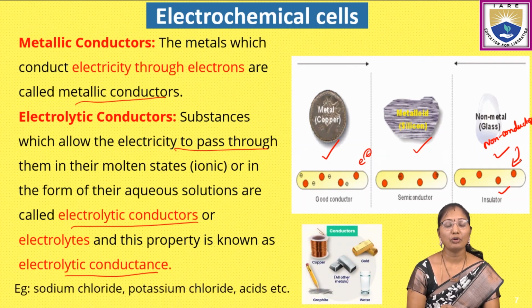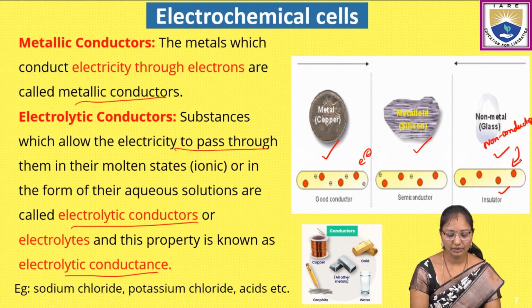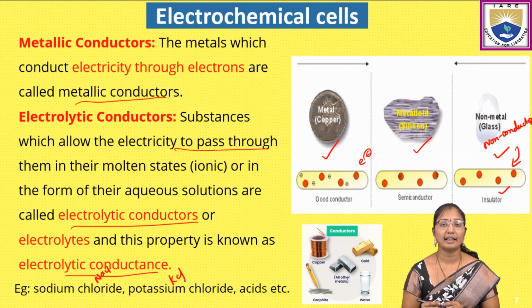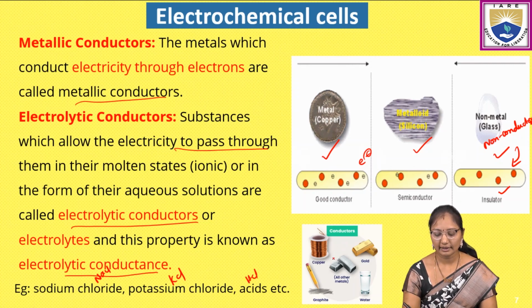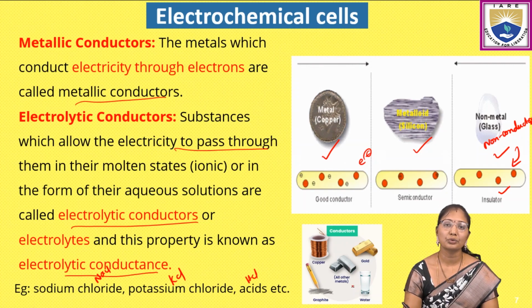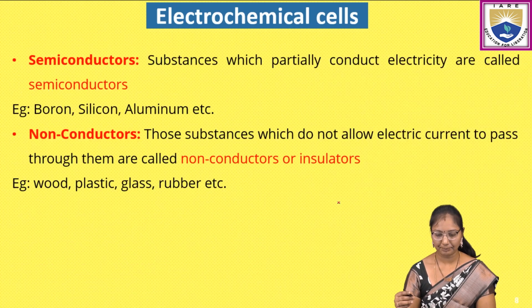Examples of electrolytic conductors are sodium chloride, NaCl, potassium chloride, KCl, and acids like HCl. The good conductors are copper, graphite, all other metals, gold, and water. So these are the good conductors of electricity.